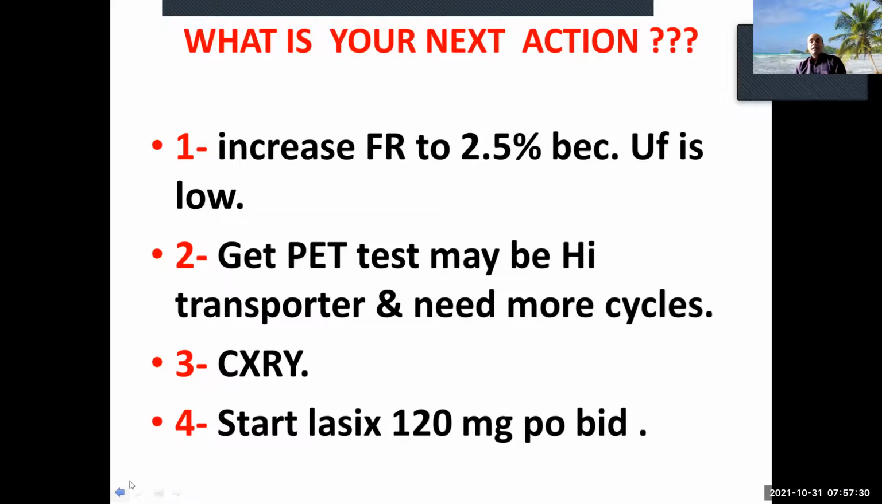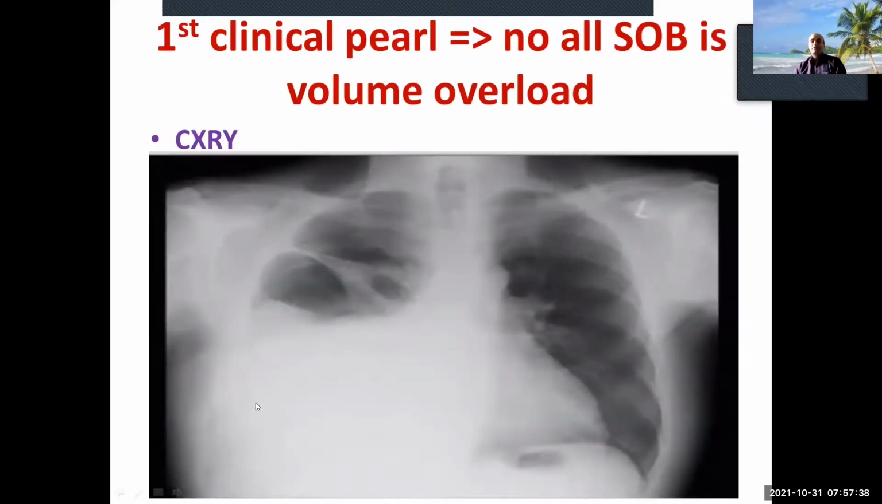I think the best action, for any patient with PD, with shortness of breath and recent start of dialysis, please do chest X-ray. This is the first clinical pearl I need to give you today: not all shortness of breath is volume overload. Maybe this is hydrothorax as a complication from diaphragmatic congenital holes, a mechanism we discussed before, and this patient suffers now from a right pleural effusion and was misdiagnosed as volume overload.